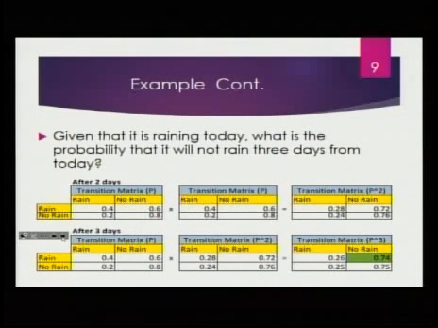So using this example, we can find the probability of whether it is going to rain 3 days from now, depending on whether it is raining today. For our question, we took the example: if it is raining today, what is the probability that it will not rain 3 days from today? Simply, we multiply the transition matrix here twice. It will give us the probability of rain and no rain. You can see after 3 days, the probability that it's not raining is 74%, right?